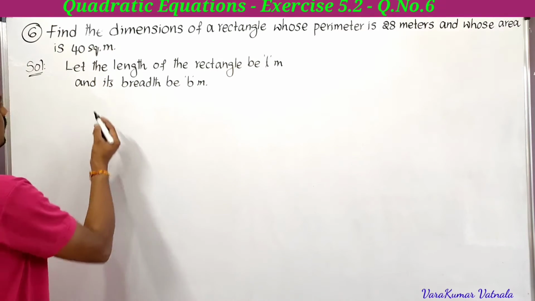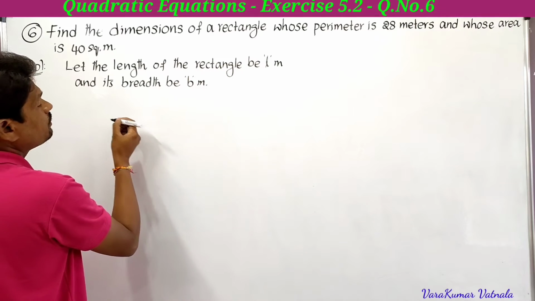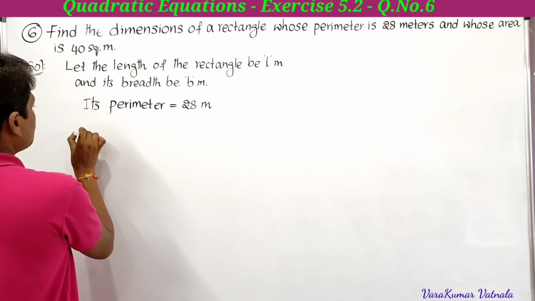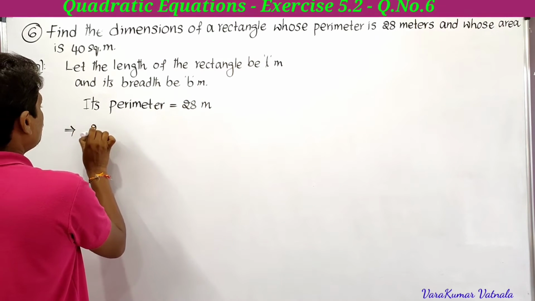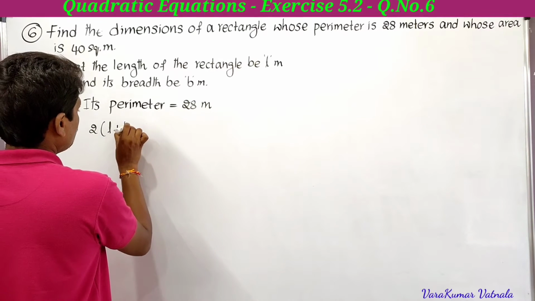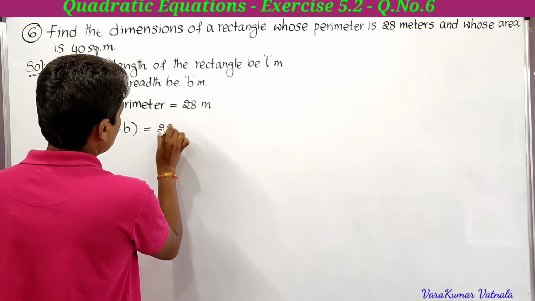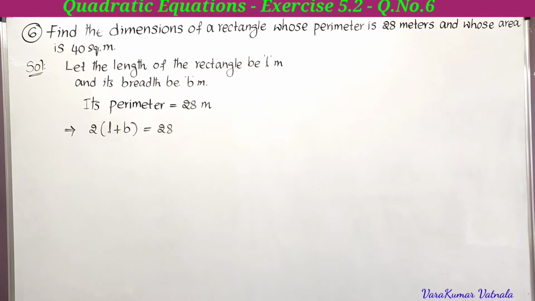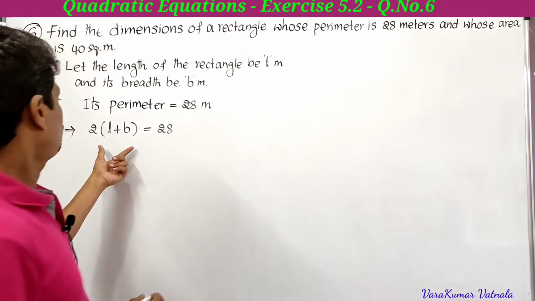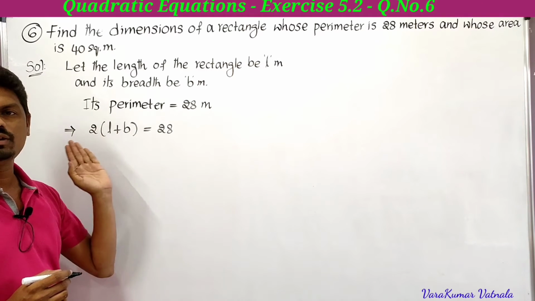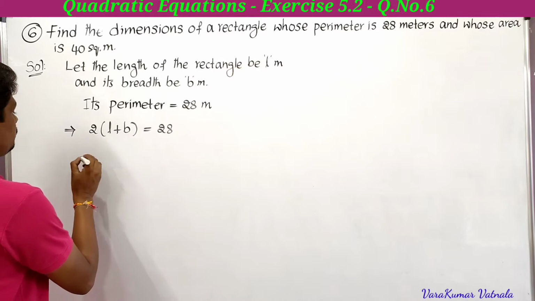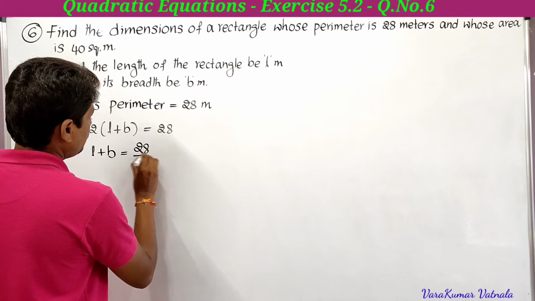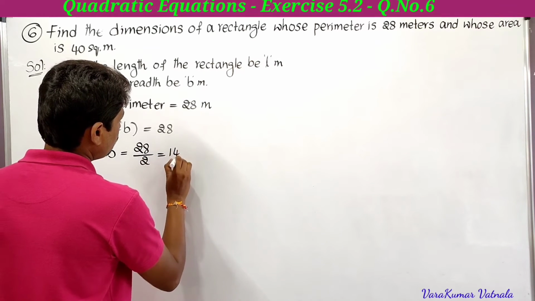Its perimeter is 28 meters. So what is the formula for the perimeter of the rectangle? 2 into (L plus B). 2 into (L plus B) is equal to 28. Take 2 to the right side. It becomes L plus B is equal to 28 divided by 2. So 28 divided by 2 is equal to 14.